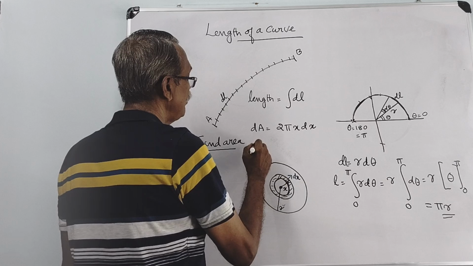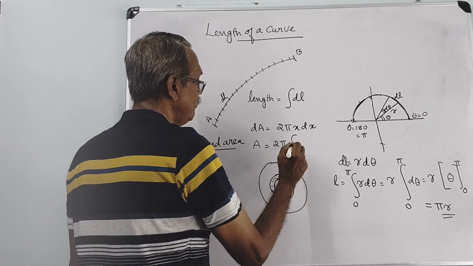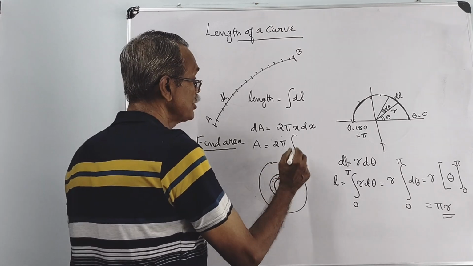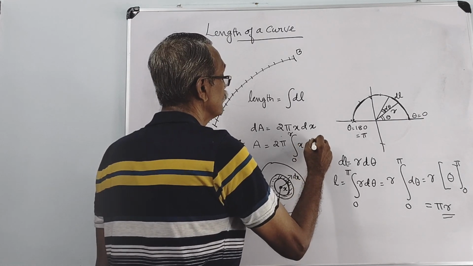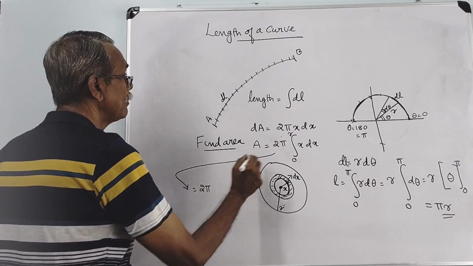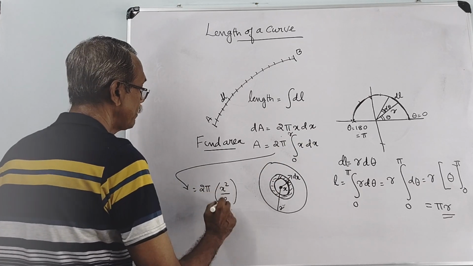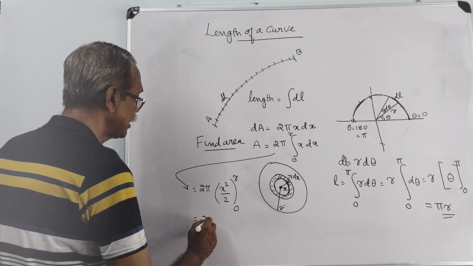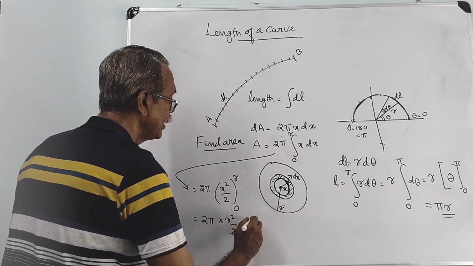And this A will be 2 pi is a constant. Integral. The lowest value of x is 0, that is the lower limit. The highest value of x is r, that is the upper limit, x dx. That clearly is equal to 2 pi multiplied by x dx is x square divided by 2, 0 to r. This is 2 pi multiplied by r square divided by 2, which we all know equal to pi r square.